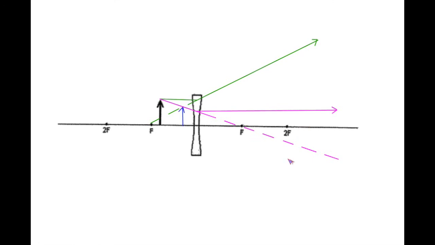And we know a few things about him. We know his distance is negative because he's on the same side as the object. We know that his height is positive because he's not upside down. We know that he's smaller than the object, and because these rays are diverging, we know that this is going to be a virtual image.